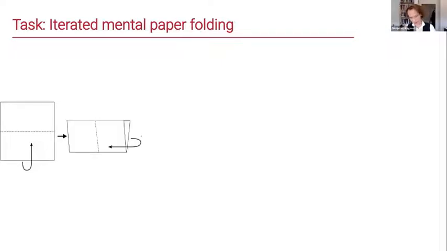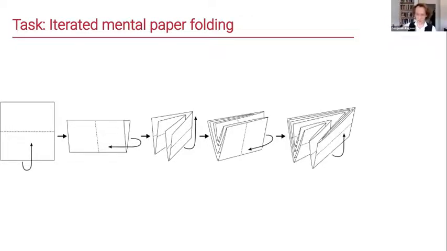In this task, people have to imagine folding a sheet of paper across alternating directions again and again, and they have to understand the geometry of the edges that are visible from each side of the folded object. To give you an idea, we have an unfolded sheet. We fold it once in one direction, second time in the other direction, third time, fourth time, fifth time.